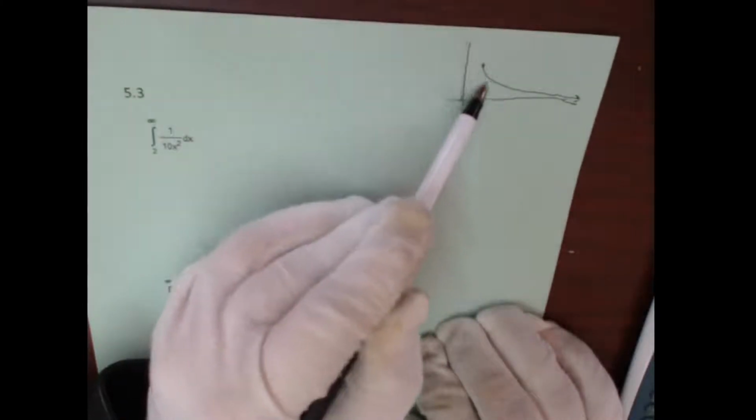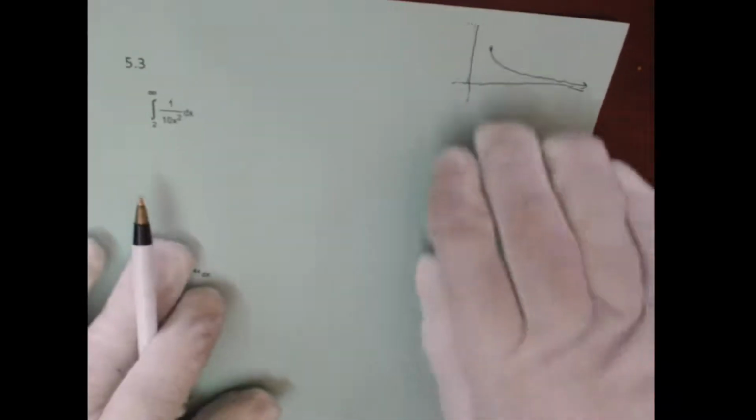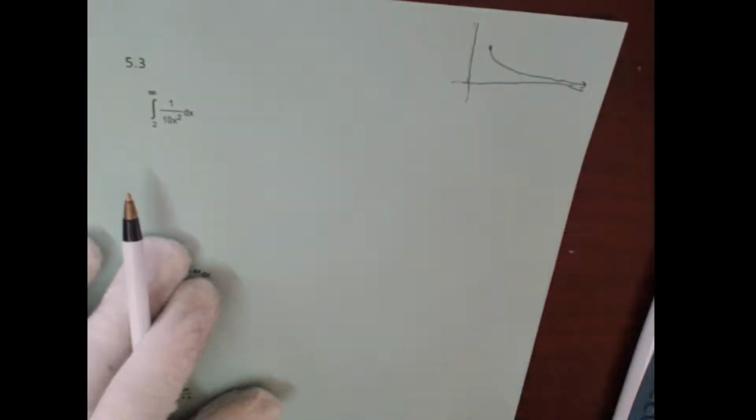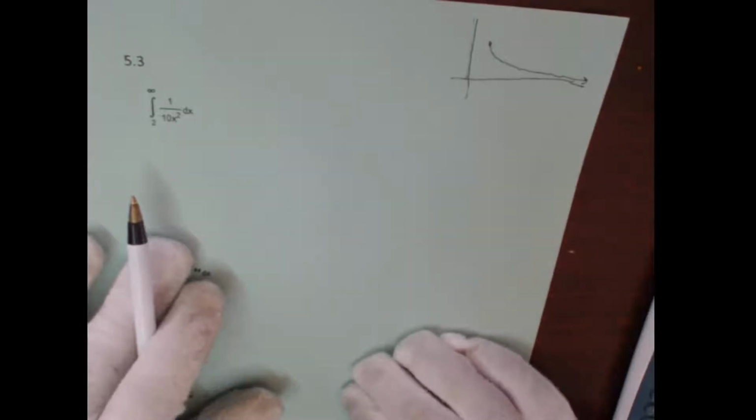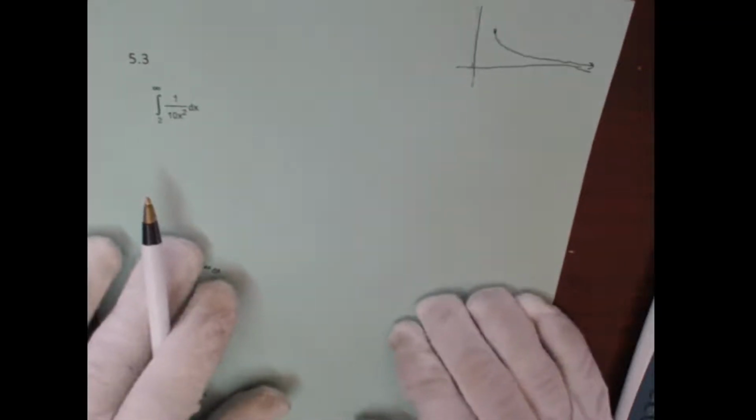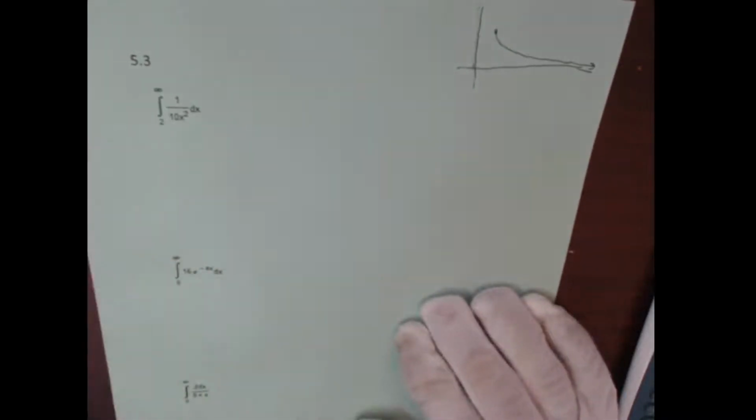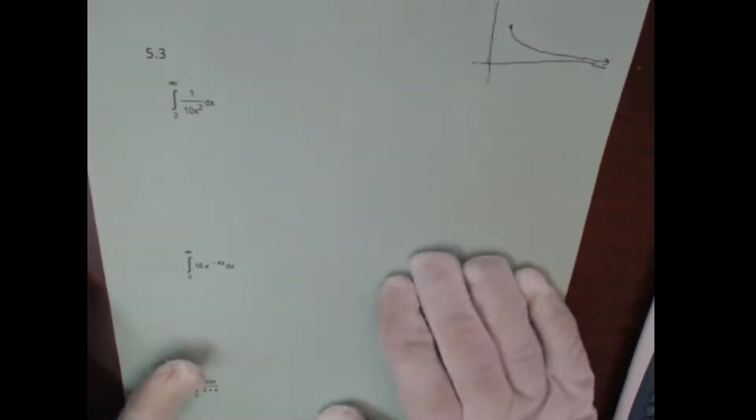However, if it doesn't get small enough, fast enough, then it will diverge to infinity, meaning that as you keep taking the curve on forever and ever, the area will just keep getting bigger and bigger and bigger forever and eventually explode to infinity if you do it for long enough. That's the idea. Let's see how to actually solve it.